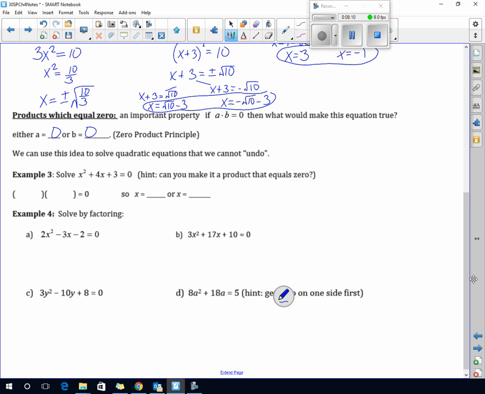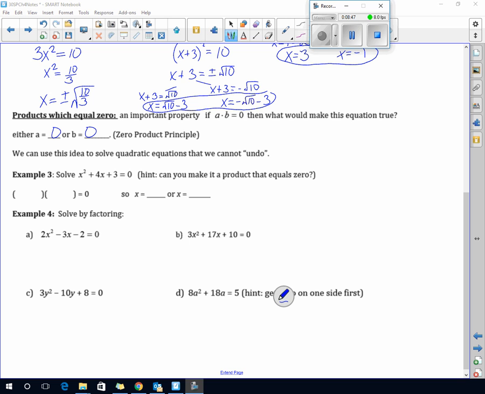Example 3. x² + 4x + 3 equals 0. Hint. Can you make a product that equals 0? Can you figure out something times something equals 0? No, but it has to do with this equation here. Good try though. Yeah, anything times 0 is 0. So what is it going to be? (x + 3)(x + 1).